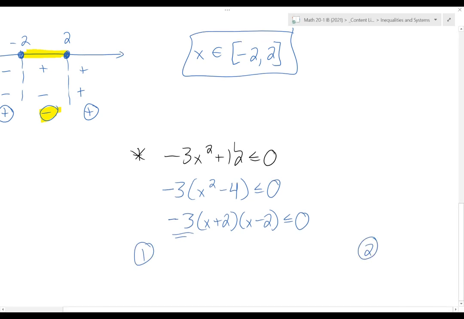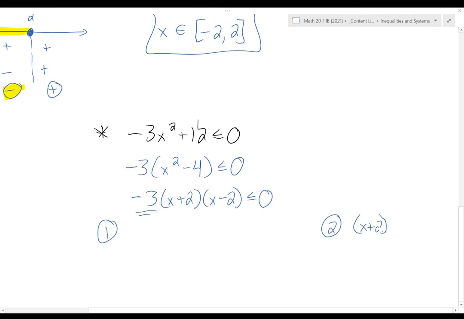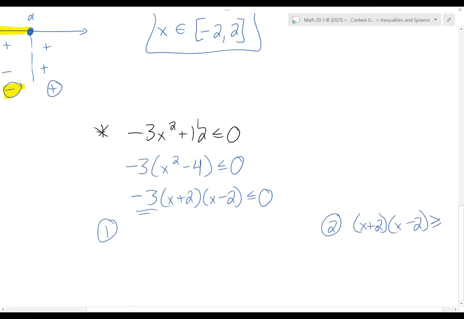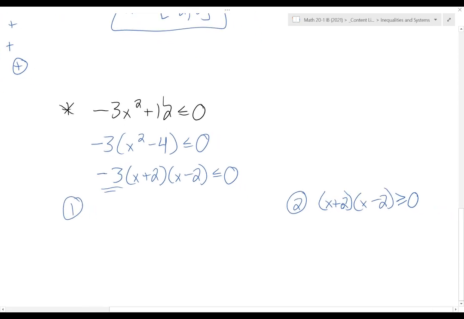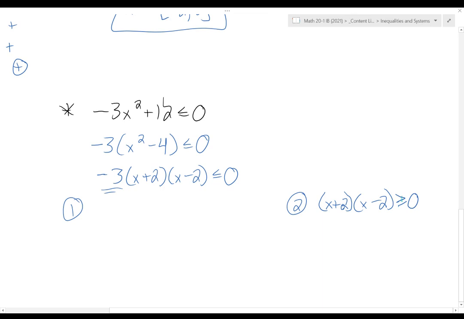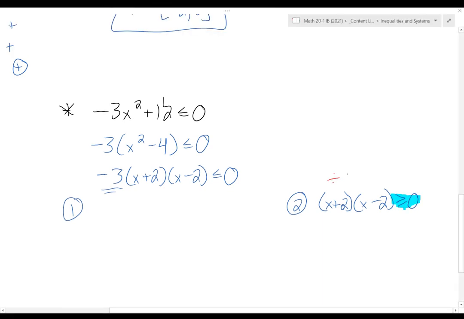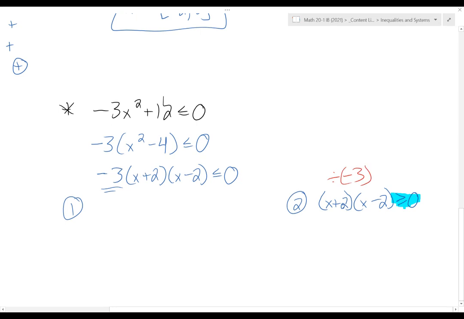If I divide both sides of this inequality by negative 3, then I have to remember that when I divide by negative 3, I have to switch the direction of the inequality. So now I am solving an inequality where x plus 2 times x minus 2 is now greater than or equal to 0. So this is what happens if I divide by negative 3 on both sides of the inequality.